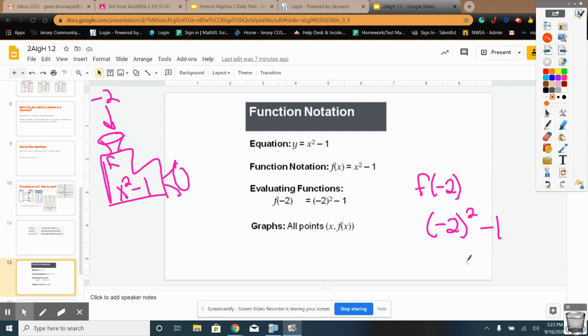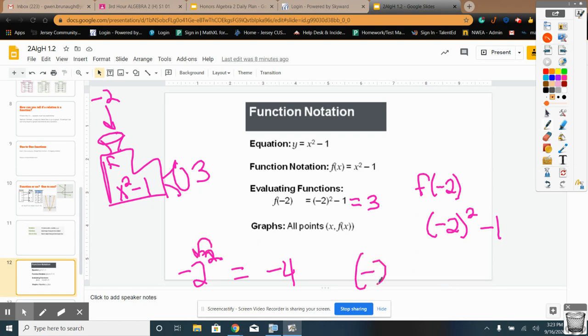-2 times -2 is 4. 4 minus 1 is 3. So f of -2 equals 3. The parentheses are very important because your graphing calculator gets a little bit confused. If you just type -2 squared into your graphing calculator, it's going to tell you -4 because it's just squaring the 2 and then putting a negative in front.